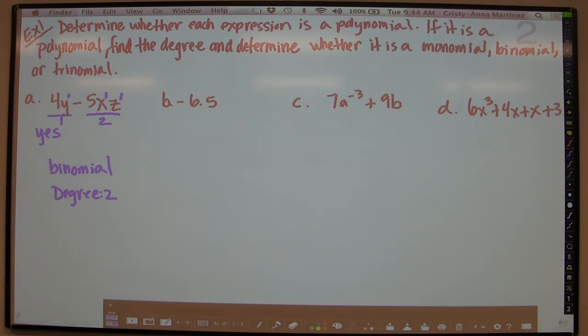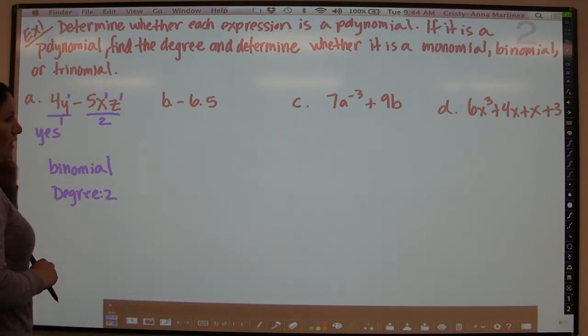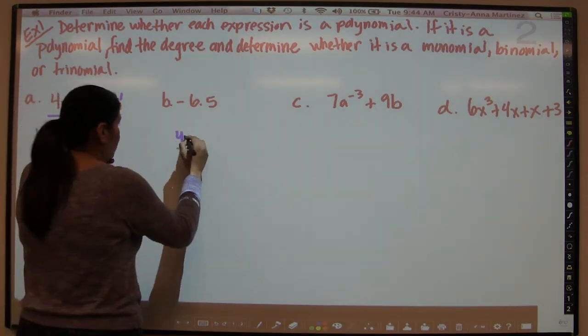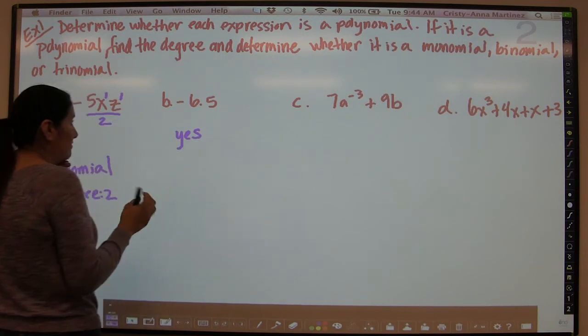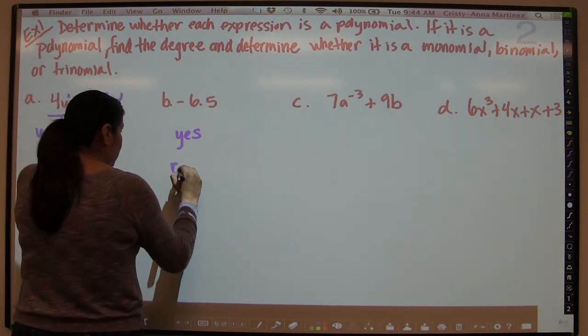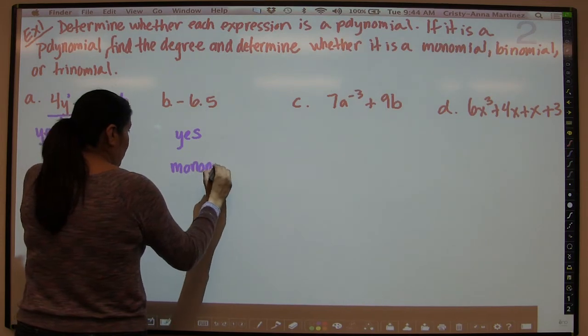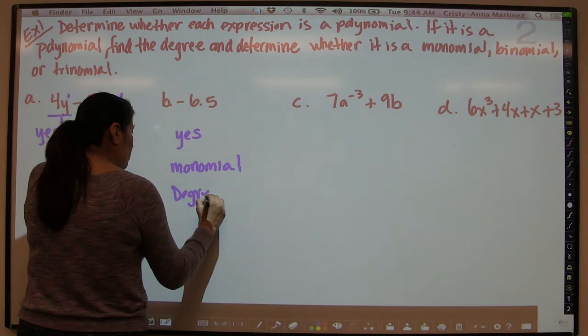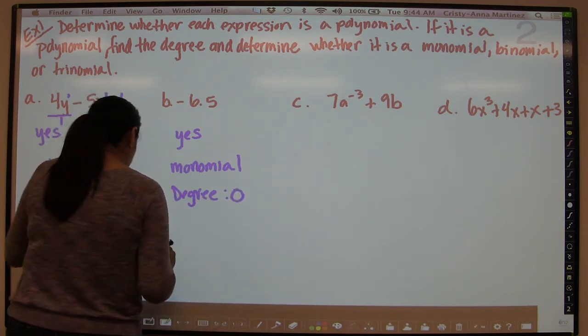And so now for part B, we have another polynomial. And you might be thinking this is not a polynomial because it doesn't have a variable. But it's totally okay to have a polynomial that only has a constant term. We said before that if you don't have a variable, you're considered a degree of 0, and that is what we call constant. So this is yes. It's a monomial because it only has one term, and its degree is going to be 0 because it has no variable.